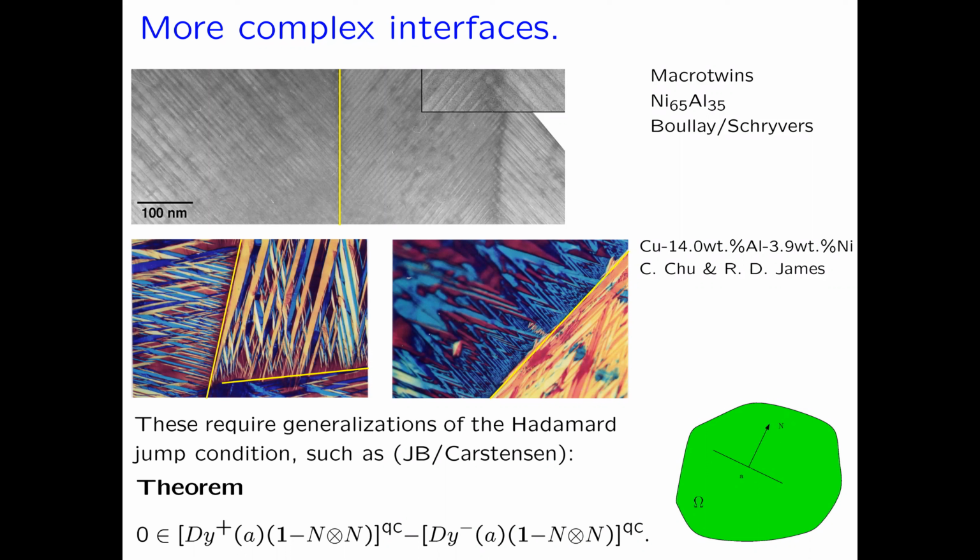So for example, if you have a Lipschitz map here and a normal and a point A here, then you can define Dy plus of A, that's a set of matrices, which are the limiting values as you approach this point from the positive side, and Dy minus of A, similarly from the negative side. And they're related in this way: 0 has to belong to the quasiconvexification of Dy plus of A times (identity minus n tensor n), where n is a normal, and minus the same on the other side, all quasiconvexified. So, various results this time.